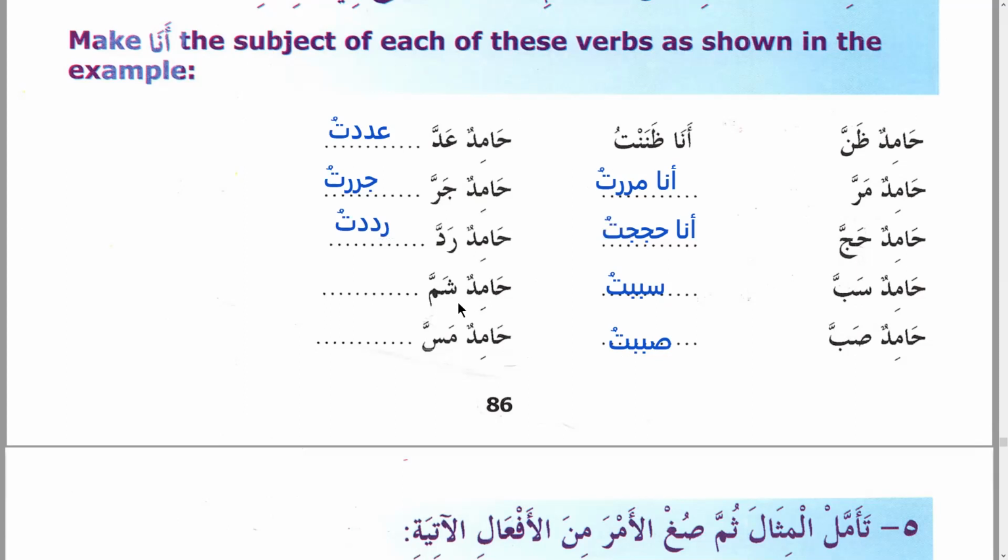شم. حامد smelt. I smelled. Or I smelt, whatever. I smelled. How do you say? I smelt. I was smelling. Shamimtu, yes. This is not shamamtu. Shamimtu, because it is bab samia. And then next one also. Hamidun massa. Hamid touch. Ana.